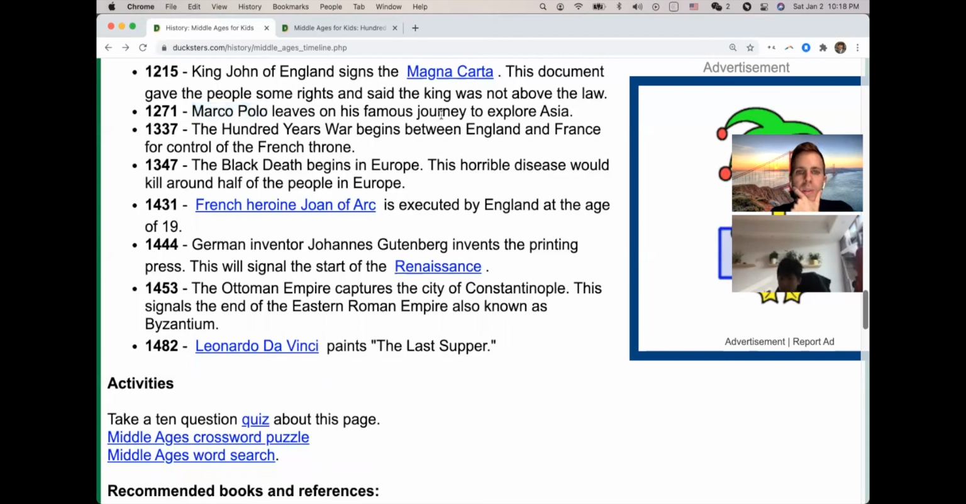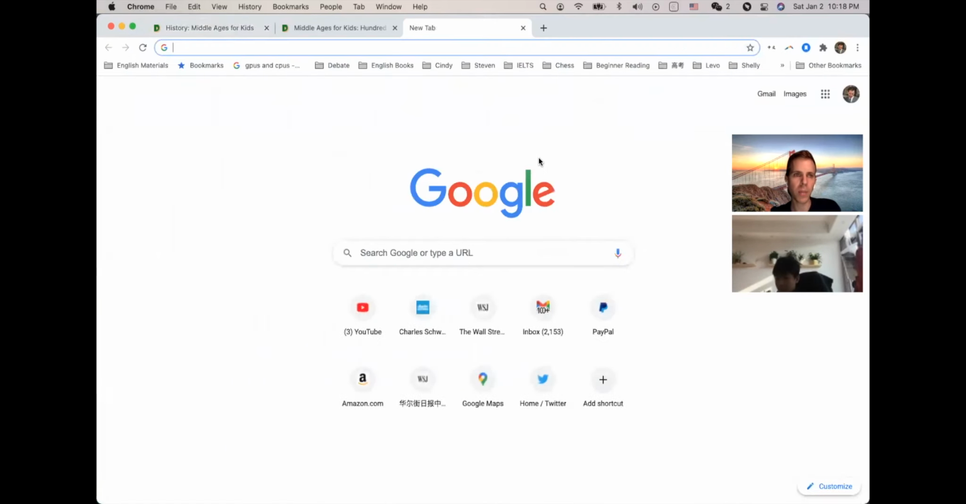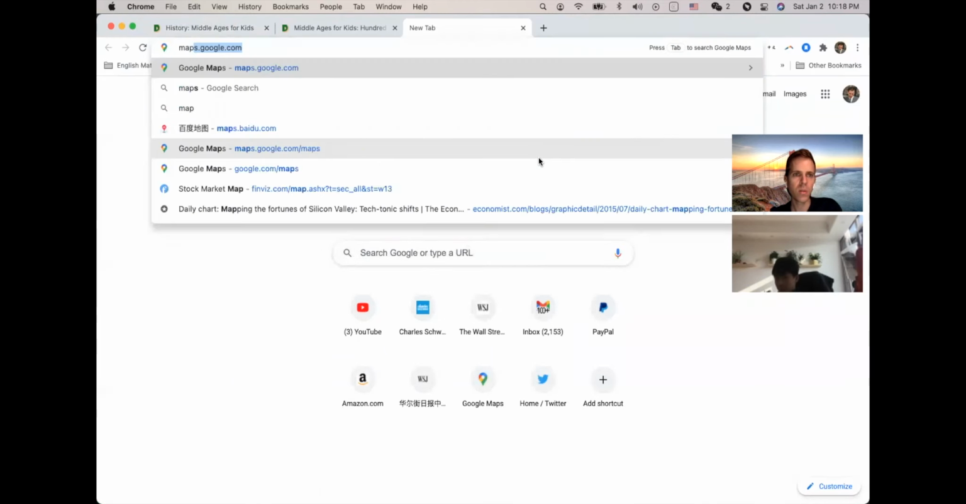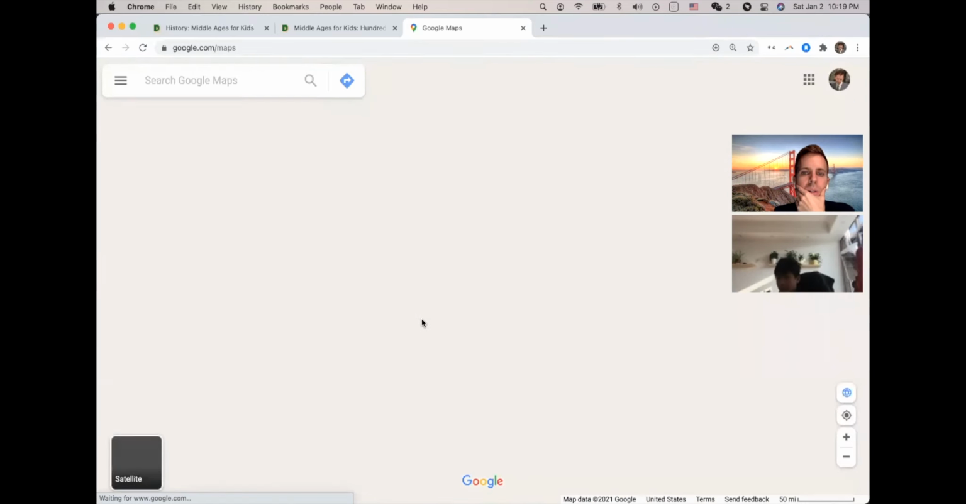And why is he famous? He's famous for his journeys to explore Asia. So he was one of the first Europeans, one of the first white people to go to China, to go to Asia. He went all the way from Europe over to China, and became close friends with many Chinese people. Very far.